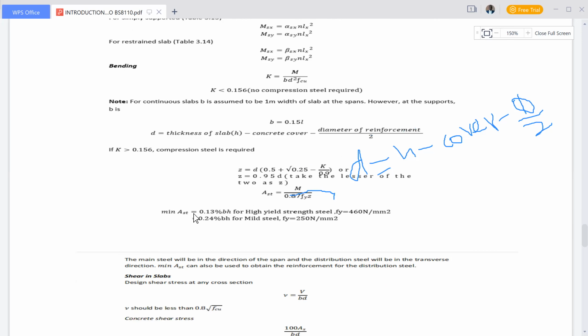Then from there, you calculate the area of steel required. Area of steel required is equivalent to design moment divided by 0.87 fy, where fy is the strength value of steel, multiplied by the z. This z is the arm we calculated here. Remember, once you get this area, it will be in millimeter squared per meter width.